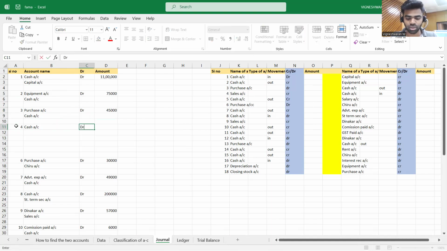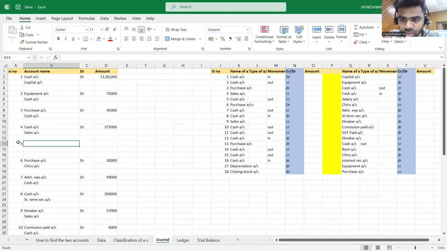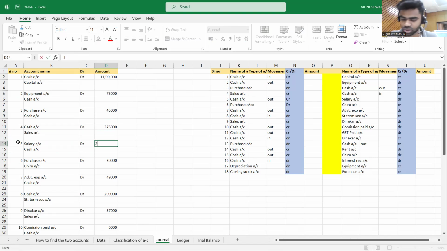Cash account, debtor, sales account. The amount for the fourth one is 3,75,000. Then for the fifth one, it is salary account, debtor, cash account. The amount for the fifth one is 30,000.